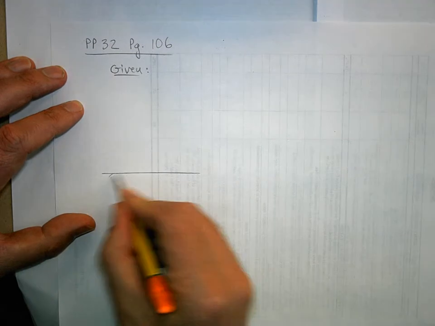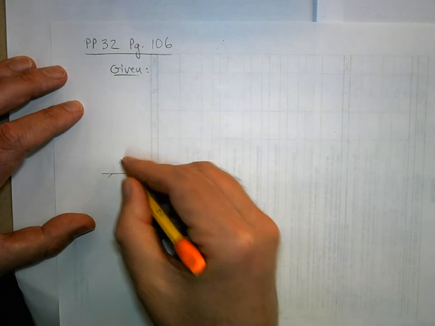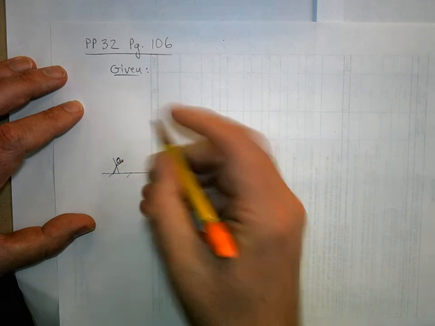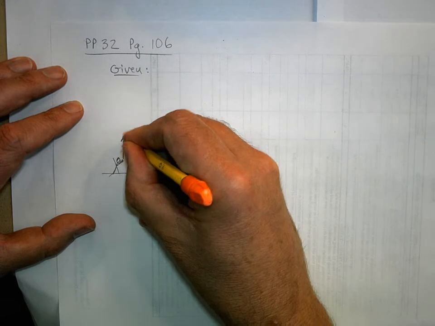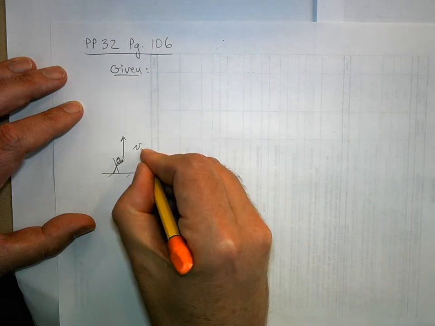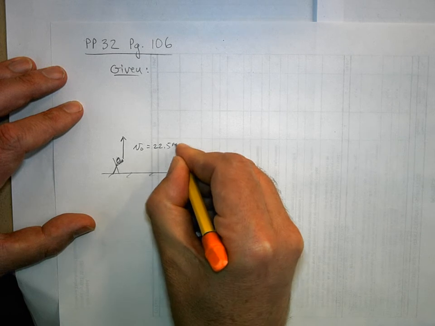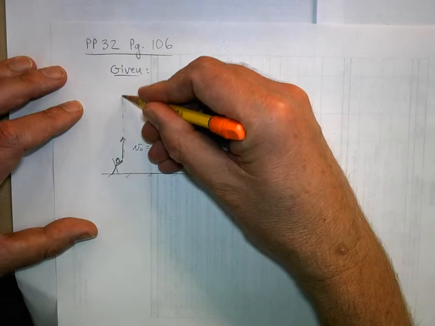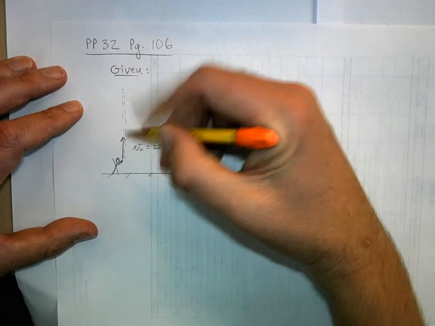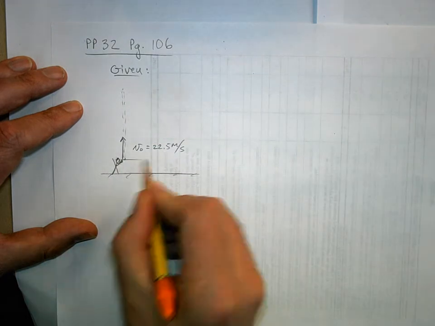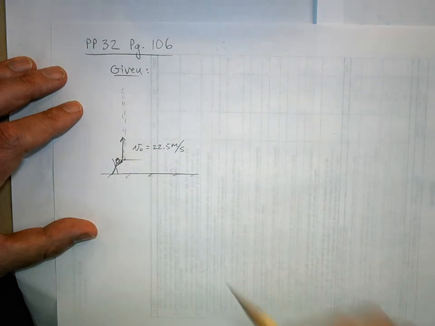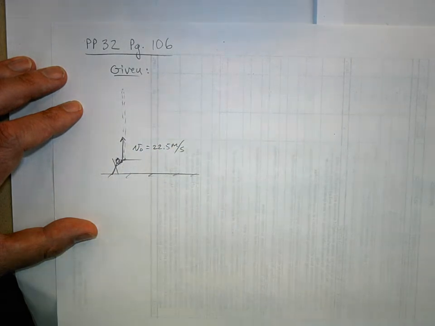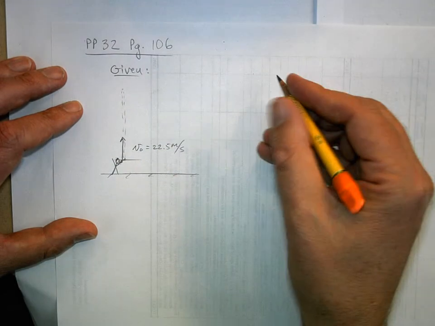So here's the ground. And here we have someone throwing a ball. And they throw the ball straight up from their hand. And it says the initial velocity is 22.5 meters per second. And it's going to go straight up and straight down, and they're going to catch the ball at the same height above the ground. So what that means is that we can treat this as the origin. I'm going to treat this as the origin of where we're going to measure the location of the ball from.